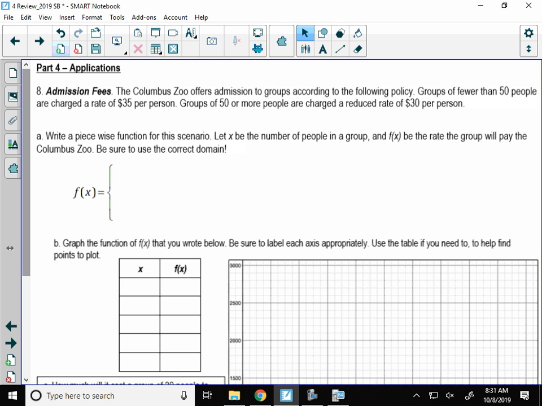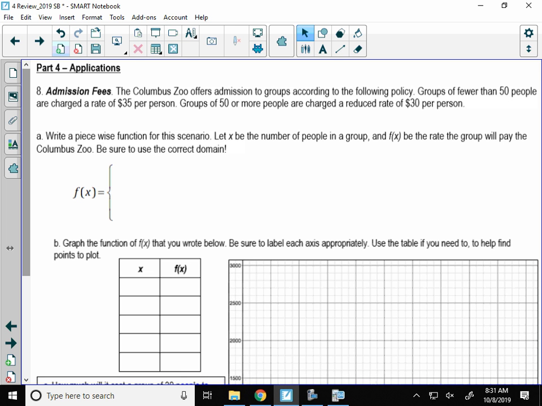Groups of fewer than 50 people are charged $35 per person. Groups of 50 people or more are charged a reduced rate of $30 per person. So the bigger the group, the cheaper it is to go. Let's write a piecewise function for this scenario. X is the number of people.